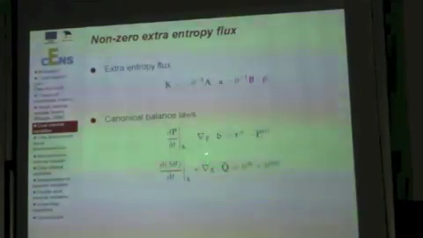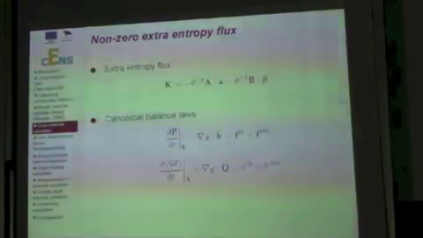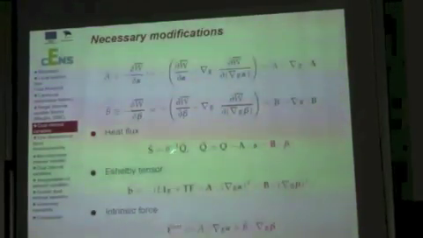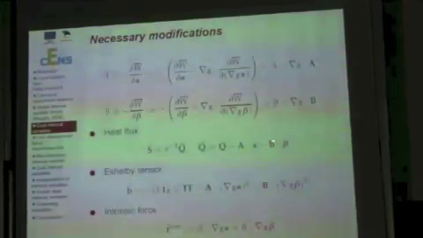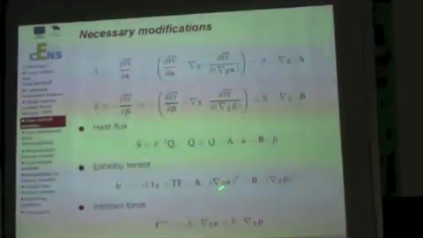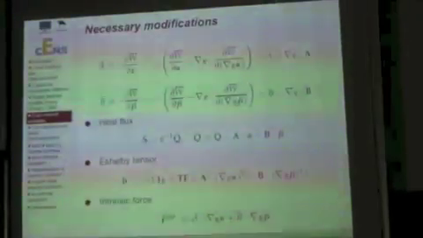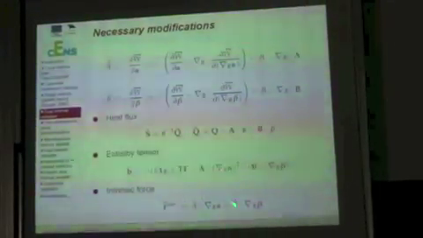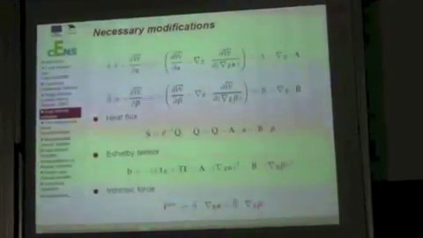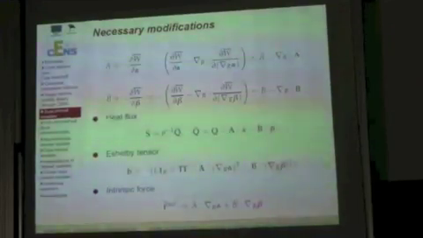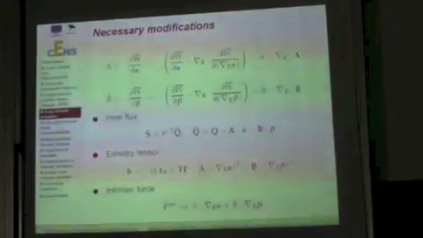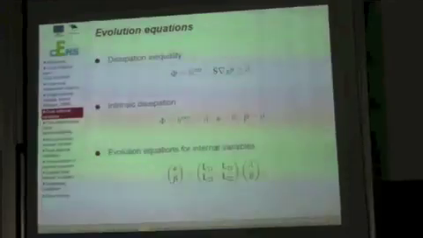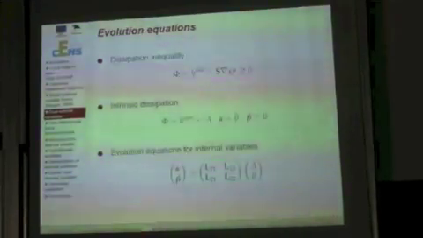Only the modification needed for the Eshelby stress and material heat flux, and this modification as previously is fully similar to the single internal variable theory. Okay? Even the intrinsic force also has the same shape for both contributions. Okay? So, why do we need to introduce a second internal variable?